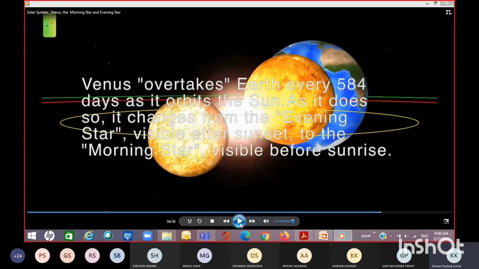Venus overtakes Earth every 584 days that it orbits the Sun. As it does so, it changes from the evening star visible after the sunset to the morning star. Were you able to figure out during that revolution the diagram which I made about being morning and evening star, because the Earth was also rotating? If you want, I can show you that again. That concept is not explained here, but probably if you look at the diagram, you can understand.